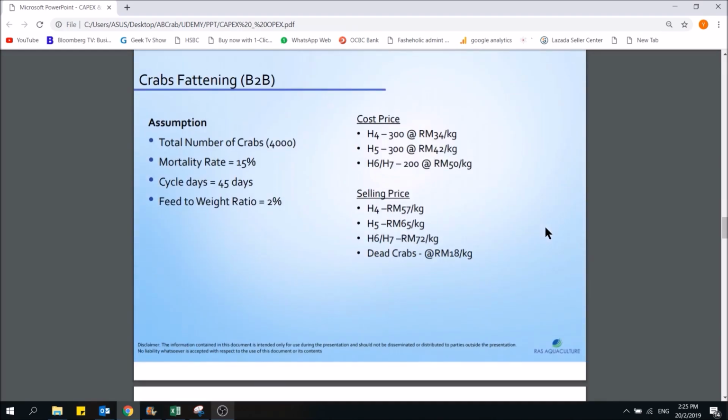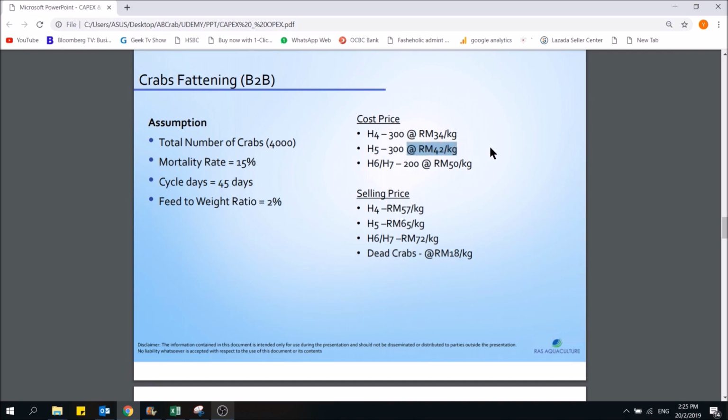In the previous lectures, we've also talked about economy of scale. We've talked about how 1,000 boxes might not be the most economical as you do not really have scale. So what happens if you scale up to 5,000 boxes? Assuming everything else is the same, I only effectively utilize 80% of my boxes. I have a mortality of 15%, a cycle of 45 days, and a feed to weight ratio of 2%. Similarly, my cost price is 42 ringgit per kilo, and I sell them at 65 ringgit per kilo.